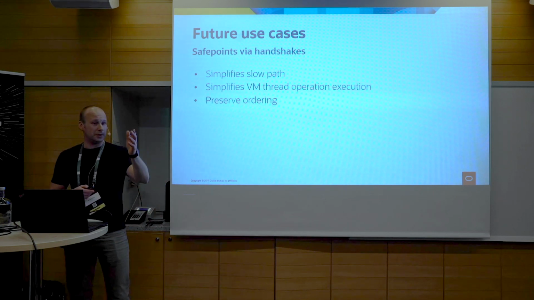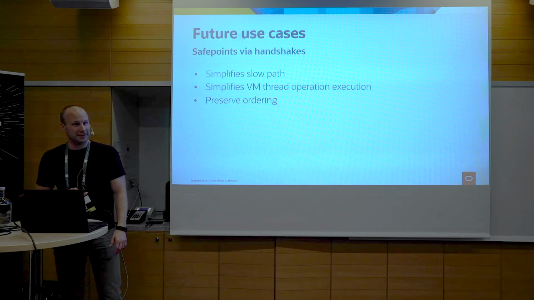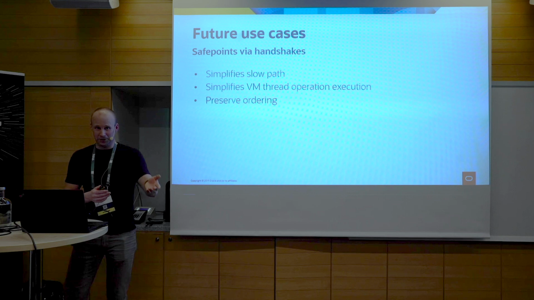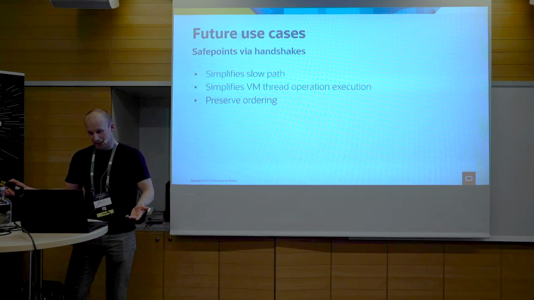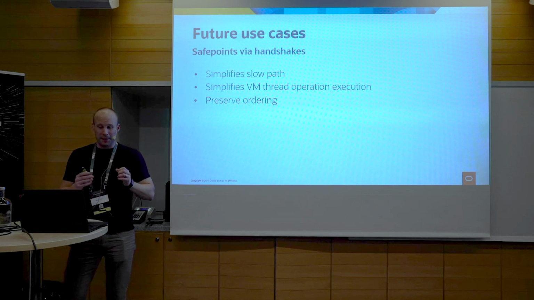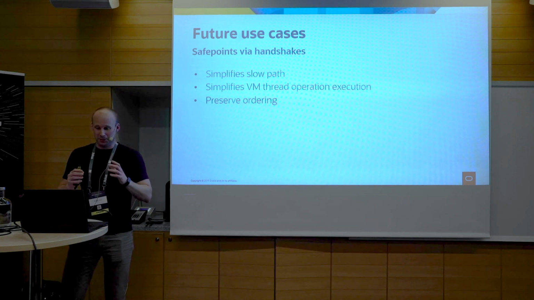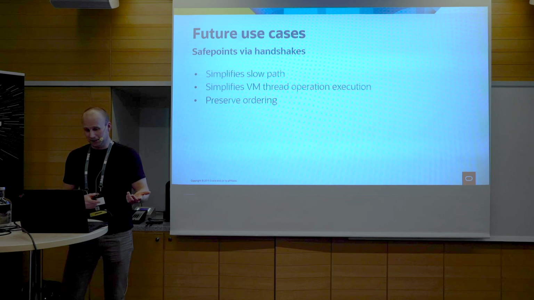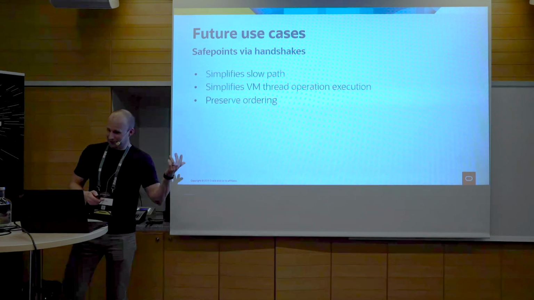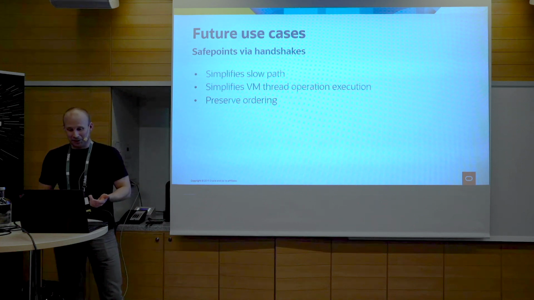This one I know Mikael Gerdin loves, doing safe points with handshakes. So in the slow path, we need to check if there is a safe point or a handshake. We could implement safe point with a handshake. So a handshake is just an operation which stops the thread. This simplifies the VM. Wouldn't affect you guys at all, but it's to keep the code in better shape.